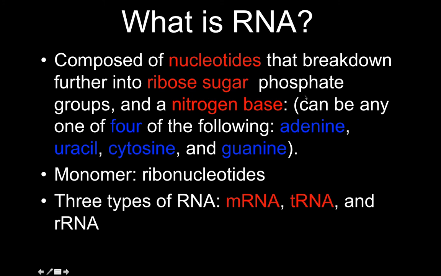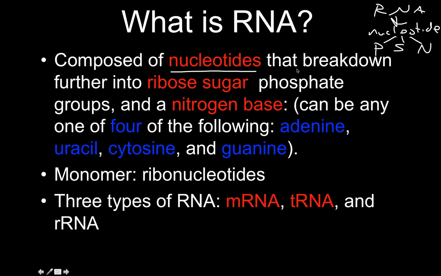So what is RNA then? If we just saw all that stuff for DNA, what's RNA? Well, RNA is still made up of nucleotides, and those nucleotides still break down into three things: a phosphate, a type of ribose sugar, and a nitrogen base. Still same old, same old. Sounds very similar to DNA.